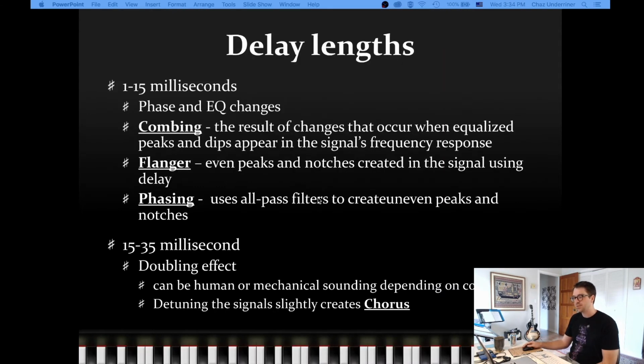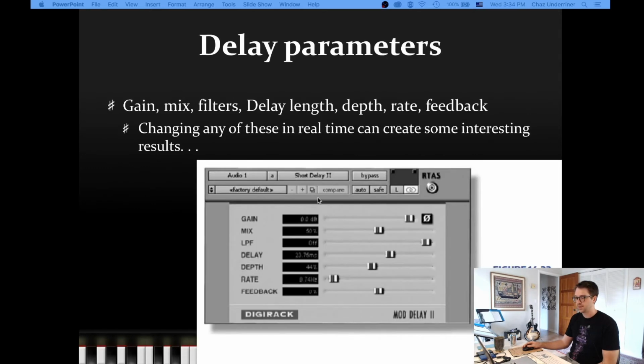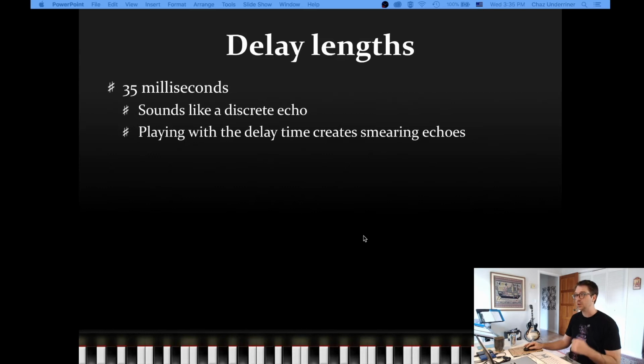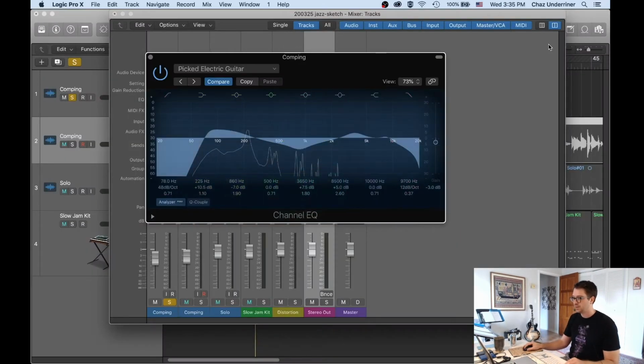And basically there are different results of delay depending on how long you wait to play back the sound. So if you just wait 1 to 15 milliseconds, you get these kind of phase and EQ changes, and things like combing, flanging, phasing, all happen whenever you have a very small delay and then playback. If you start playing something back longer than 15 milliseconds, you get this kind of doubling. And then longer than 35 milliseconds, then it starts to sound like an echo. Da-da, da-da, da-da, da-da. So let me show you these in Logic really quick.